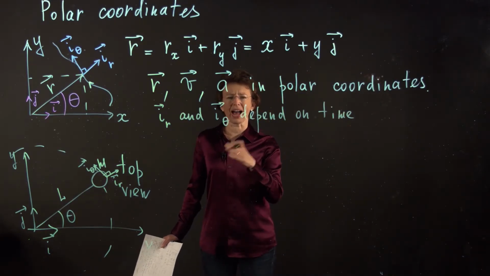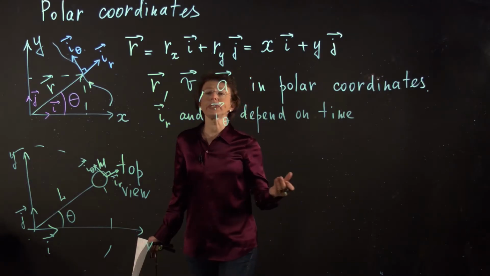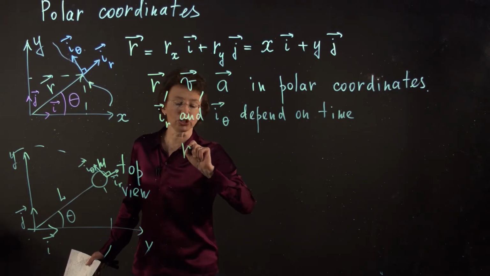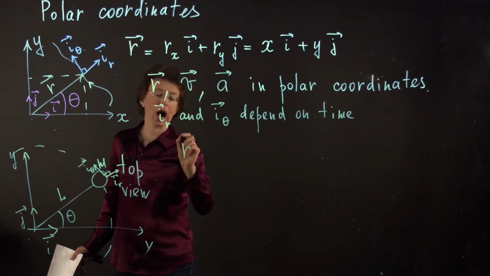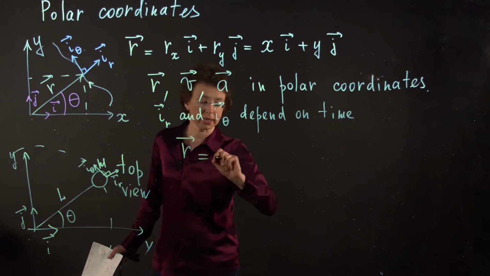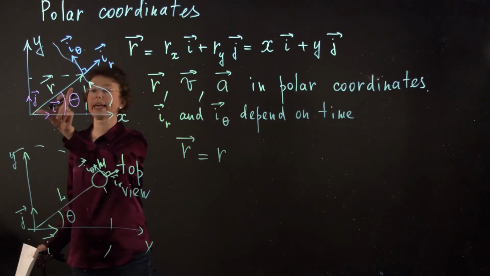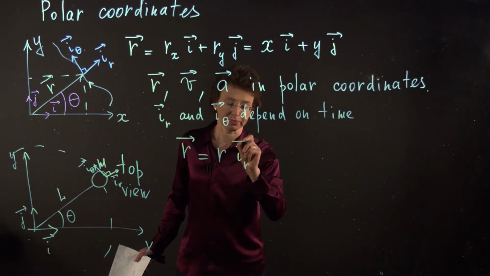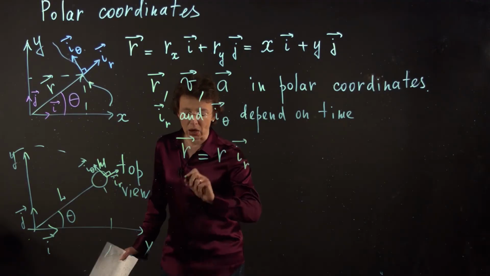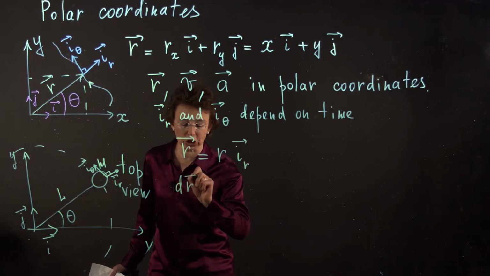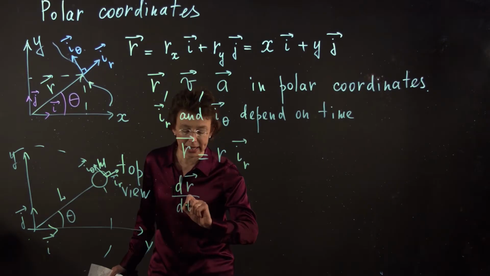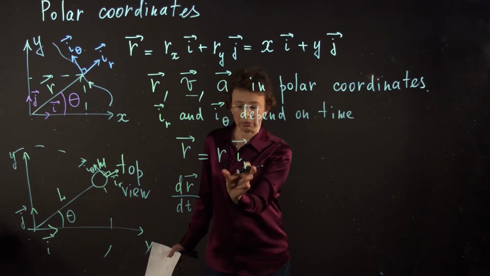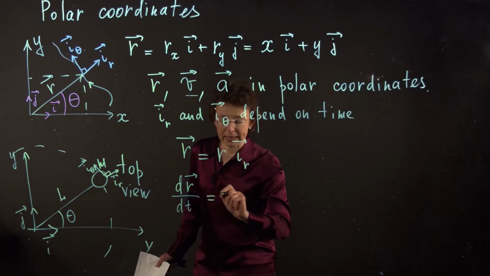Why do I care that i_r and i_theta depend on time? Because I need to derive velocity. So let me first write r in terms of our new unit vector. r is the magnitude of r, the length of this vector, times the unit vector, which is i_r. Makes perfect sense. But now, when I need to differentiate, I need to write dr/dt in order to find the velocity of the object. Look what I will have.